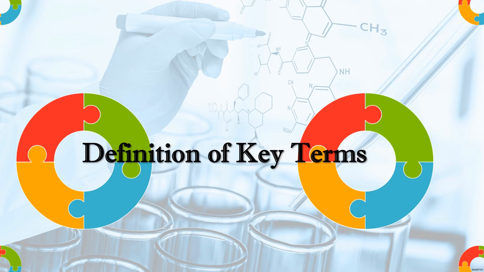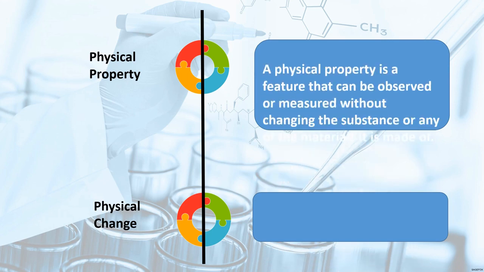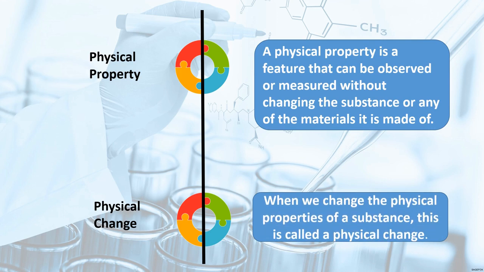Here are some key terms you will find throughout this lesson. Let us begin. Physical property. A physical property is a feature that can be observed or measured without changing the substance or any of the materials it is made of. Physical change. When we change the physical properties of a substance, this is called a physical change.